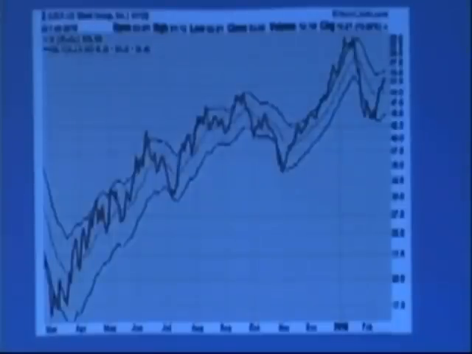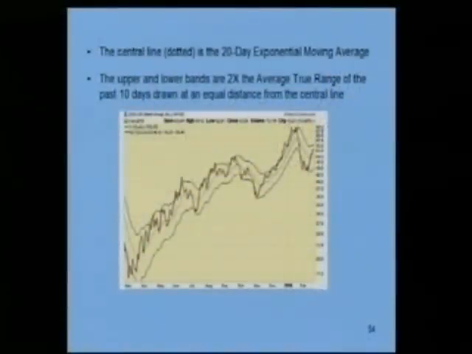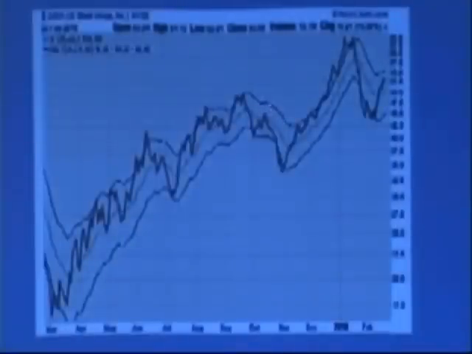So the software calculates the average true range for the last 10 days, and then it multiplies it by 2, and then it plots the upper channel and it plots a lower channel.